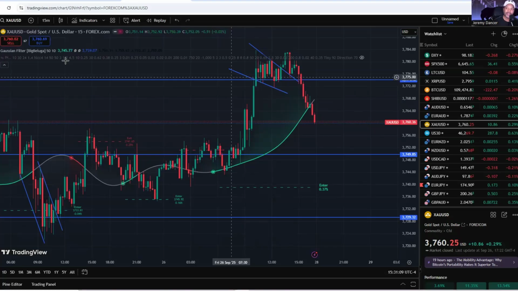All right. So the first indicator that I want you guys to add is going to be this one right here. This Gaussian filter, and I use Big Beluga. There are many variations of this indicator, but I really love this developer. All of his indicators are spot on. They work very well, and he's a very talented developer. So I trust the material that he puts out.